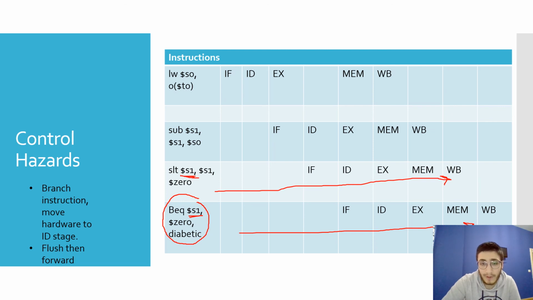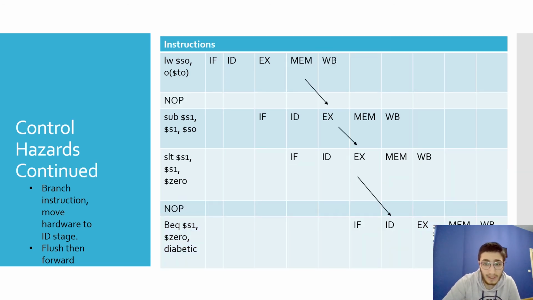To possibly solve that, we will use the forwarding concept from the execution stage of this instruction and forward it to the ID stage. The reason for the ID stage is that we have moved hardware into the ID stage to make the process of branching or not faster.